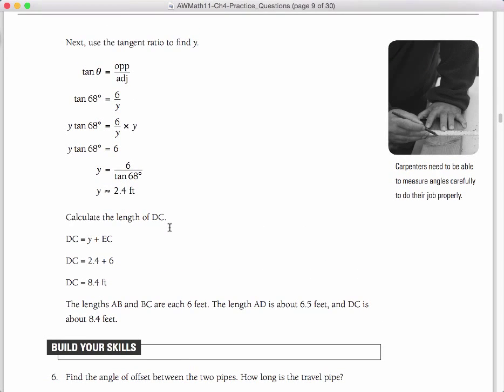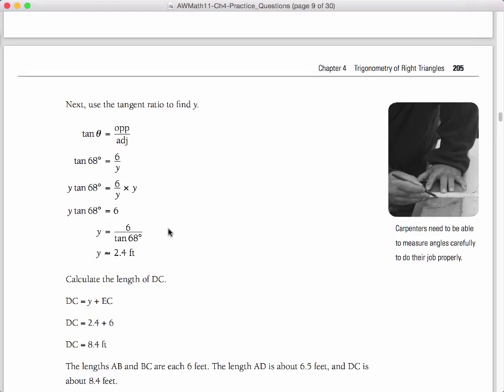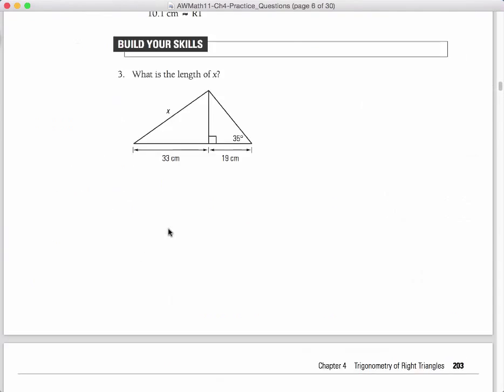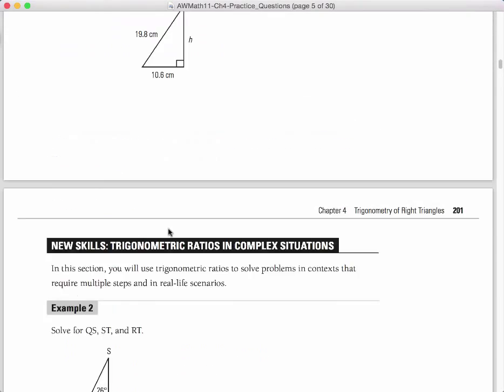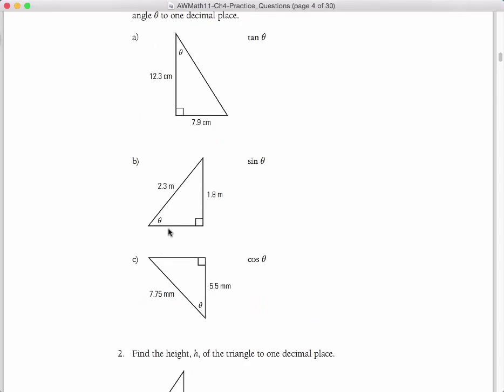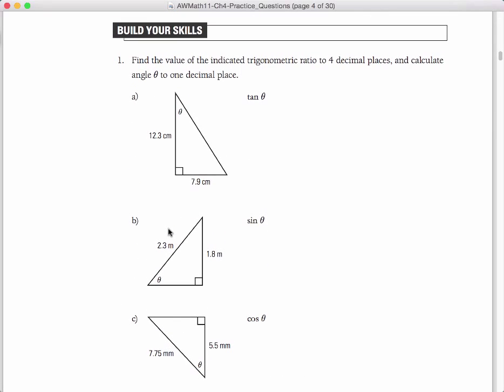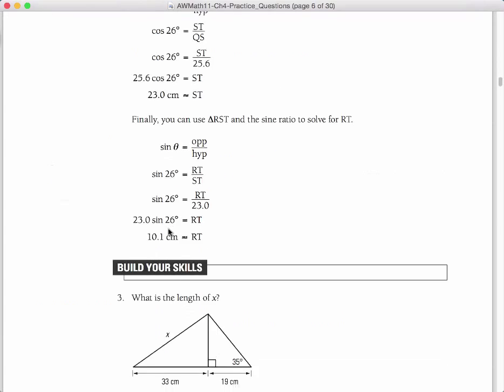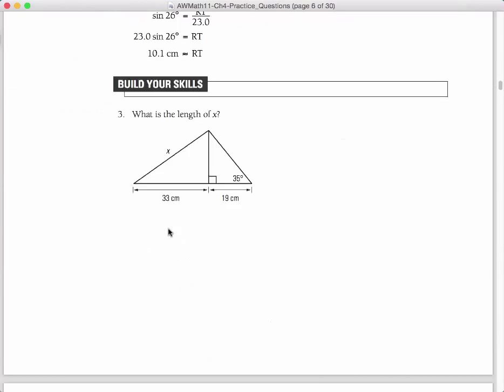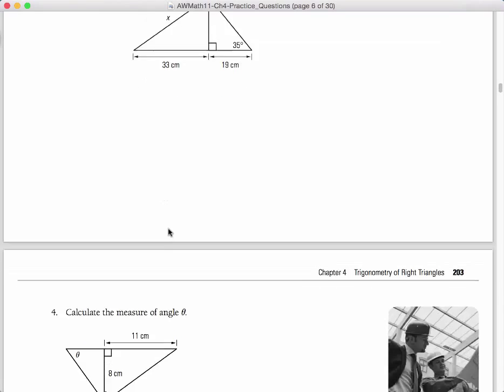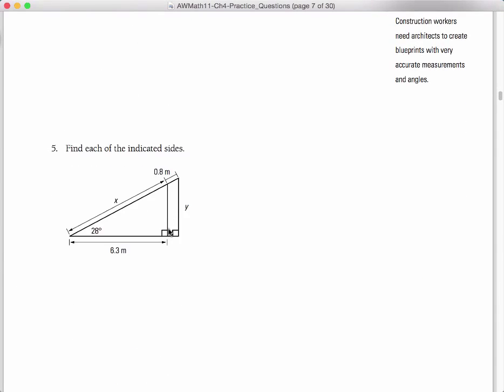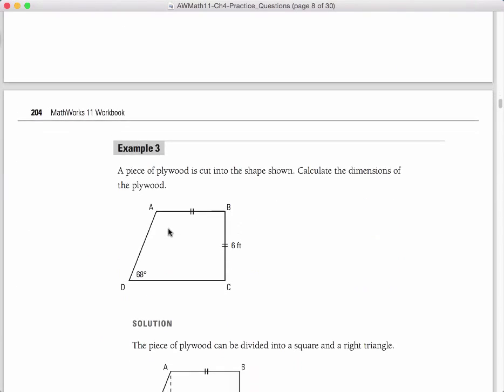And now what I'd like you to do is, before you come to class, I'd like you to go back to the beginning and build your skills. I'd like you to do 1A and also number 3, and then we'll do the rest in class next day.